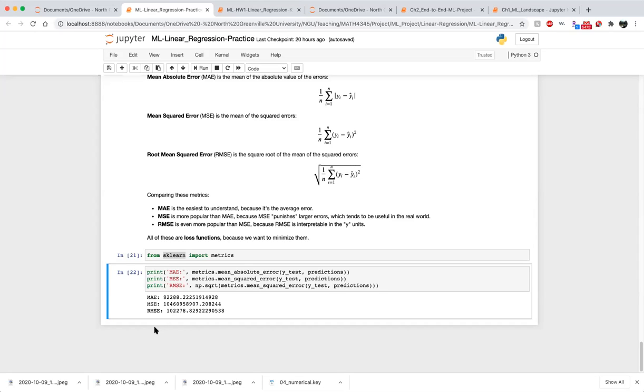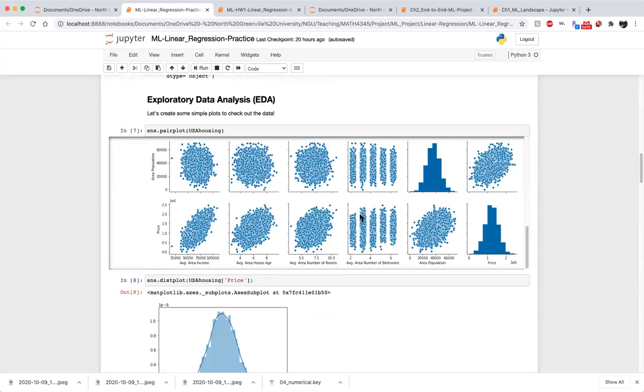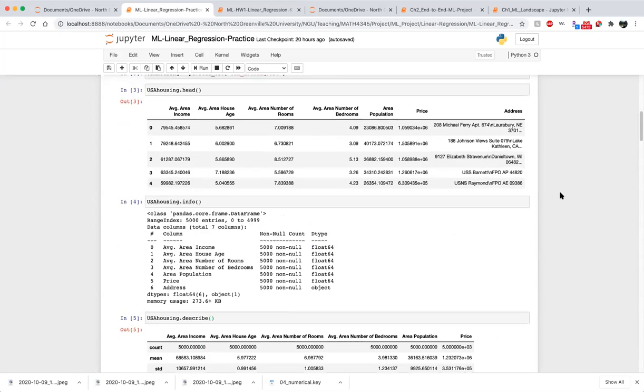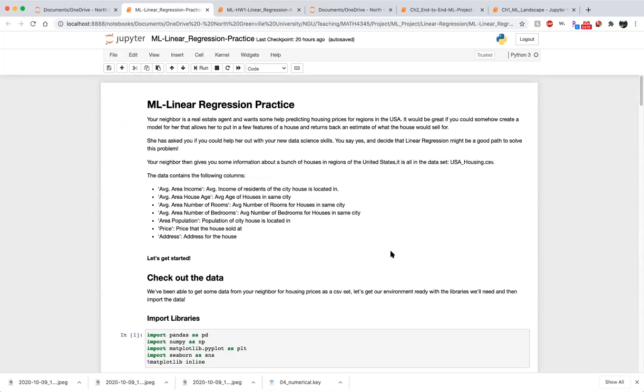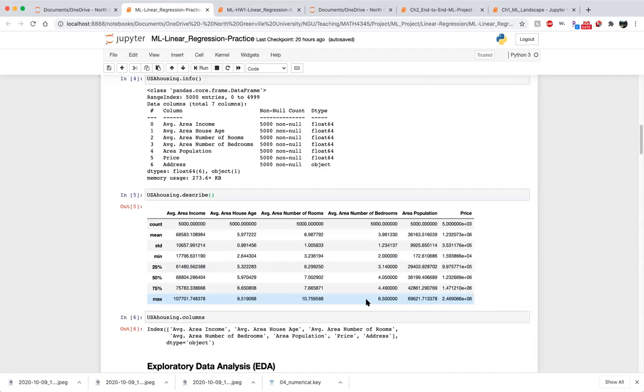Okay, so now that's all about the linear regression practice. Please make sure you fully understand the mathematical background of the lecture on linear regression, and also you need to understand this code. Now you are ready to work on the homework and then the project.